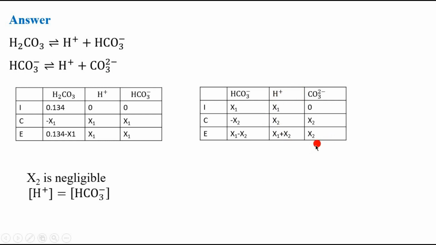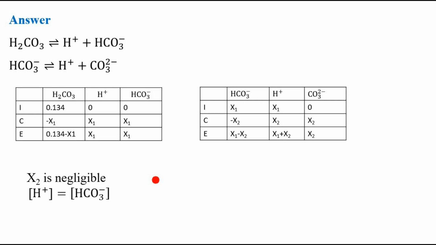So the only ion which can be equal is this one. This one can be equal to this one. The H plus can be equal to the bicarbonate ion. In which way? This is when this X2 is negligible. When this one is negligible and this one is negligible, in this case the H plus is equal to X1 and this one is also equal to X1. Then the only condition is when X2 is negligible. When the second dissociation is negligible, when the amount of the dissociated hydrogen in the second step is negligible.